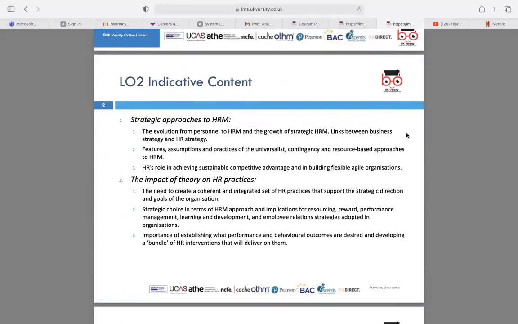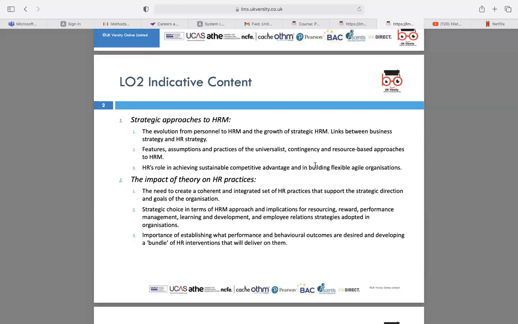Just going to go through the indicative content, basically what all we are going to cover today. We're going to be going through the strategic approaches of HRM. We're going to talk about the evolution from personnel to HRM and the growth of strategic HRM. I have a video that I'll go through for that, because that'll make it easier for you to understand the link between the evolution, like how it started, and how we moved on to strategic human resource management, and obviously the link between the business strategy and the HR strategy.